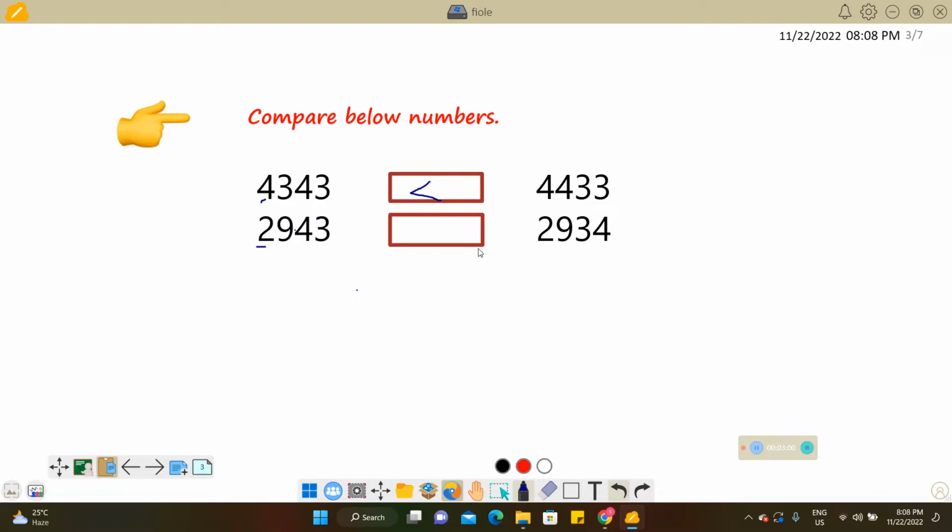Now let's compare the next numbers. Start with the thousands place, 2 2, both are same, and the next place 9 9, again both are same, 4 3, both are not same. So which is higher or which is lower, or whether they are both same? They are not both the same, right? So here 4 is greater, that means 400 is greater than 300. So we can say 2943 is greater than 2934. This is how we can compare the numbers quickly.